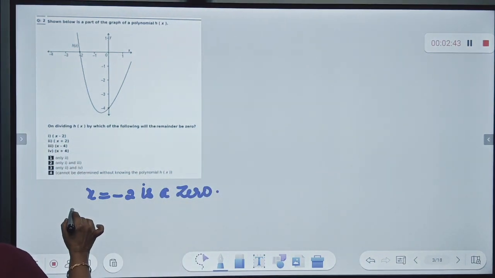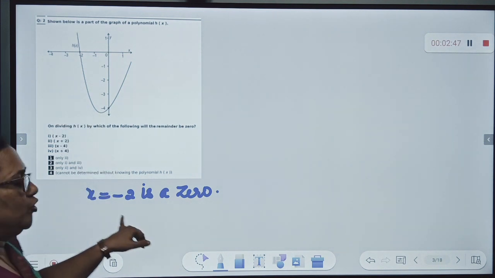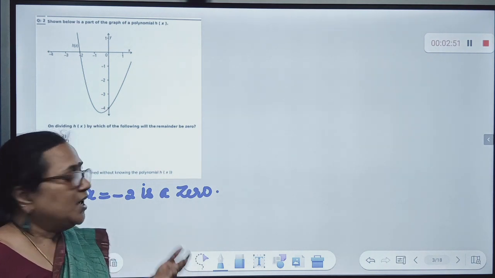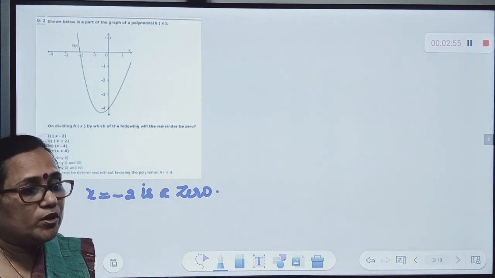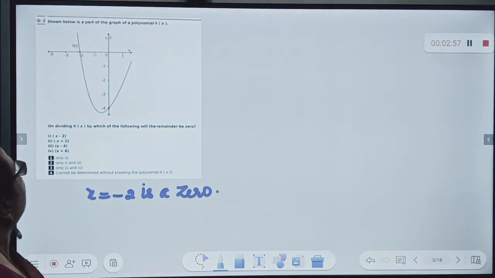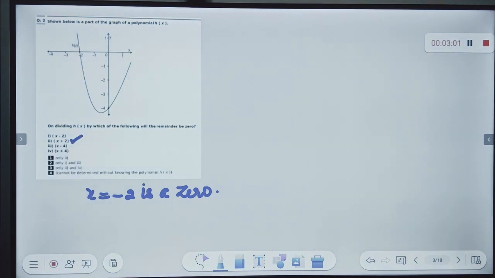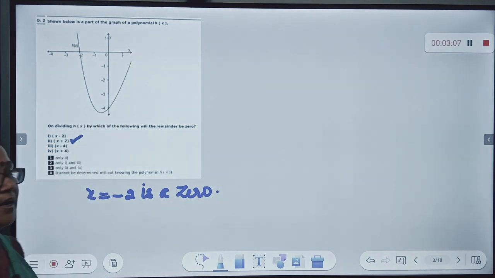So, what do you observe? If in this graph, in the place of x, you put minus 2, and if you call the polynomial f of x, f of minus 2 equal to 0. If f of minus 2 equals 0, then we know that x plus 2 is a factor. So, here we do not know where it hits. So, this cannot be said, but we can surely say x plus 2 is a factor.